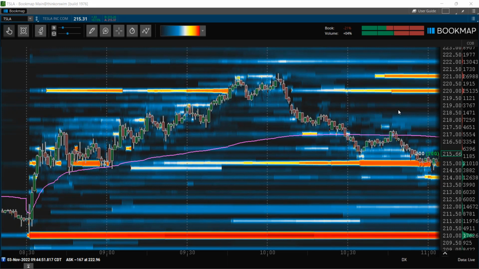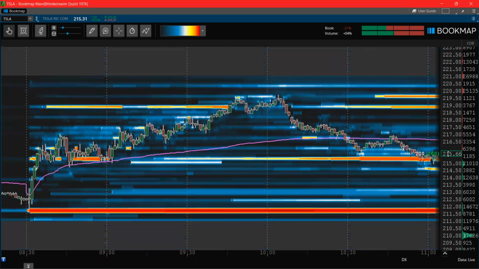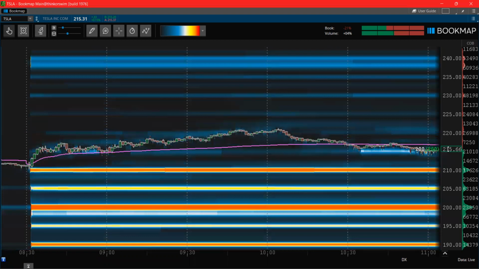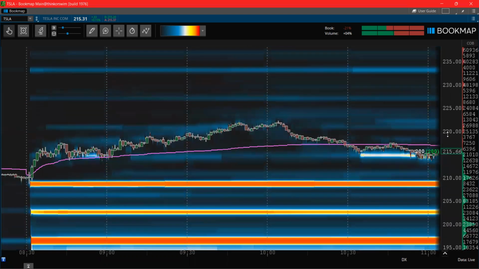So we see here on BOOMAP, again, everything is nice and visual for us. The orange and red levels are where you have the highest concentration of buyers and sellers. Now, when I zoom it in, we primarily want to focus on the major increments, the stuff we can see on the $5 increments.